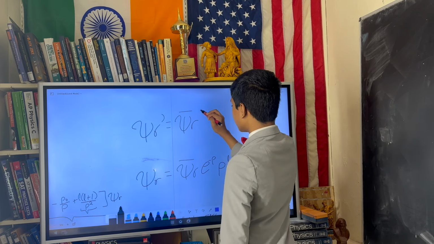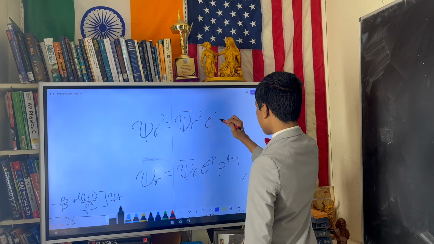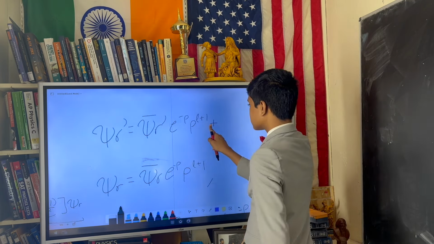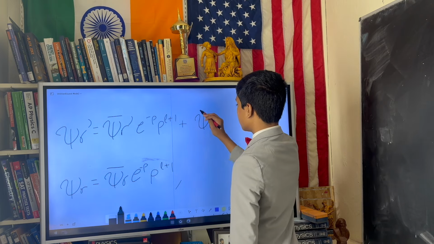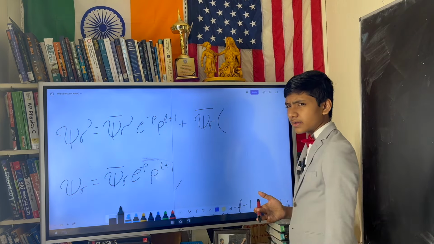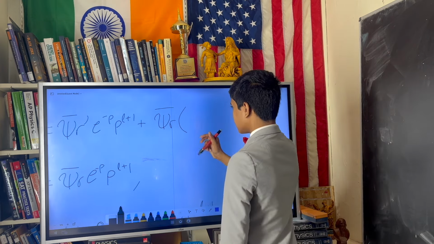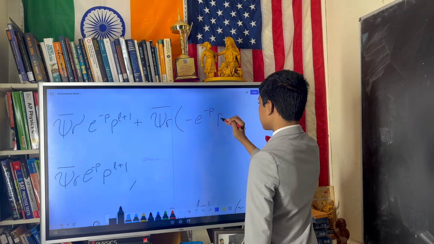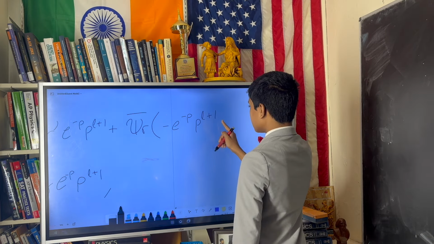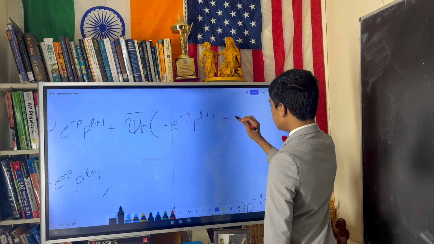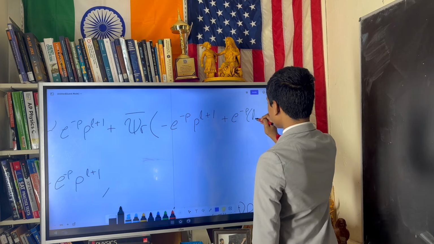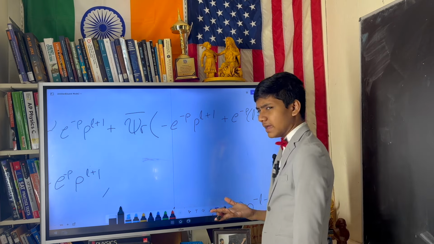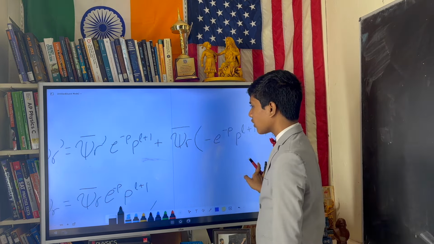Psi r overline single prime e to the minus rho to the L plus 1, plus psi r overline multiplied by, via the product rule, minus e to the minus rho to the L plus 1, plus e to the minus rho L plus 1 to the L. Okay, things are looking fine so far.